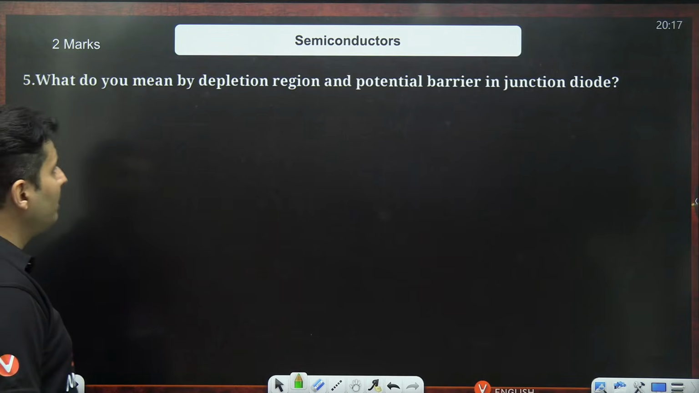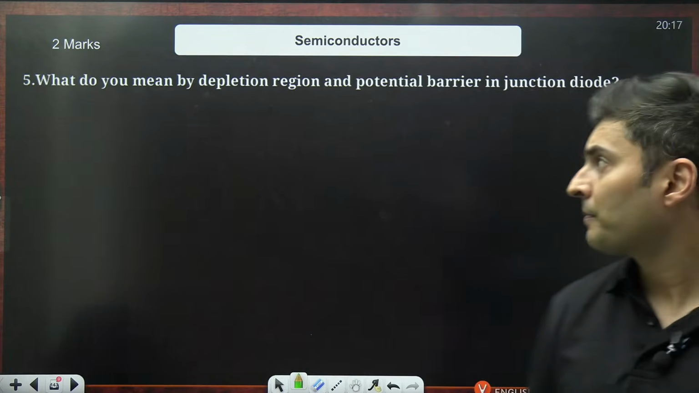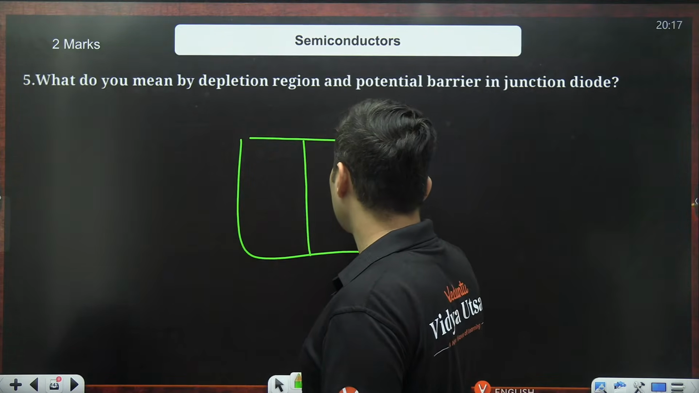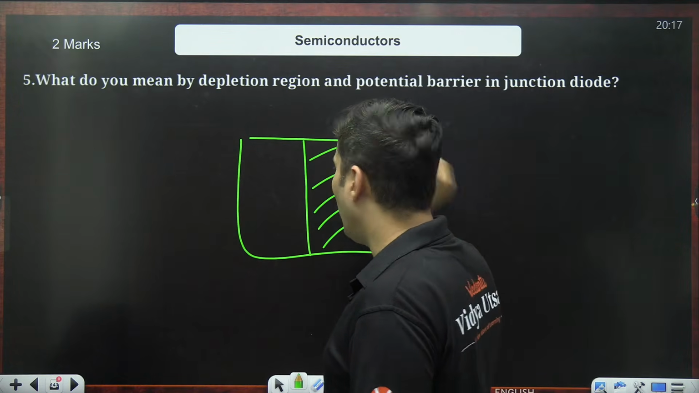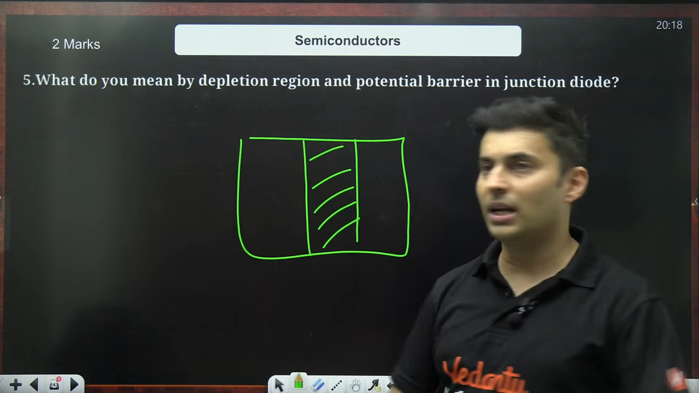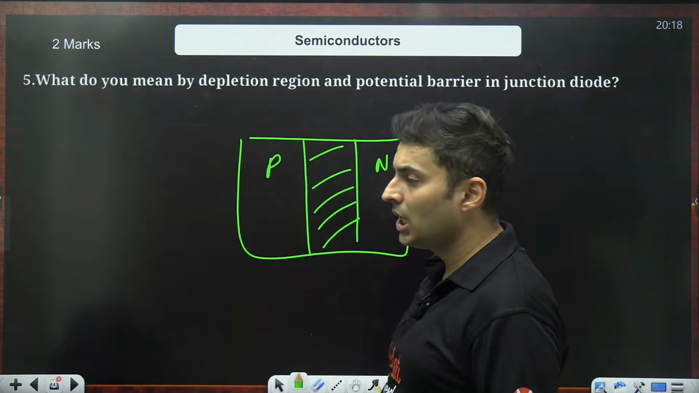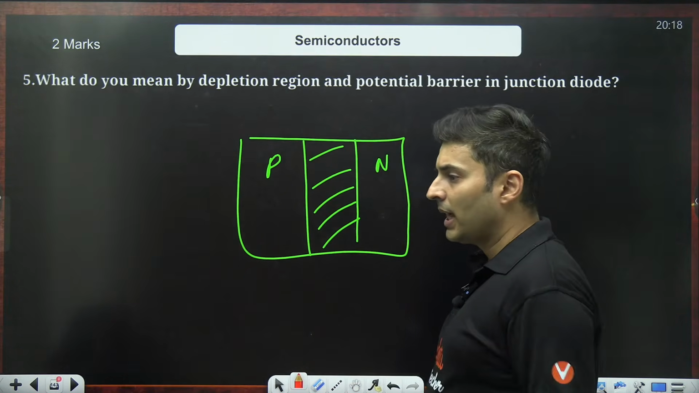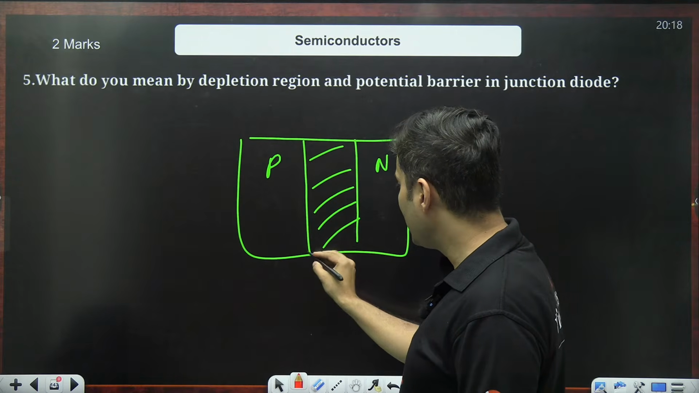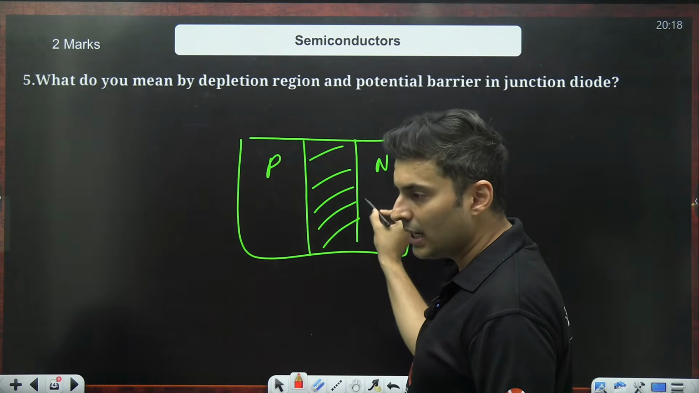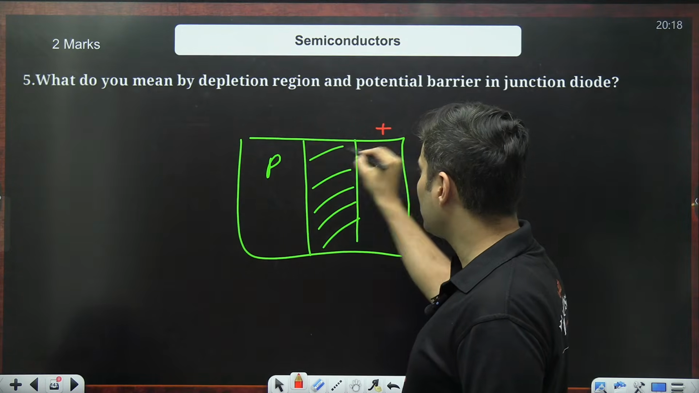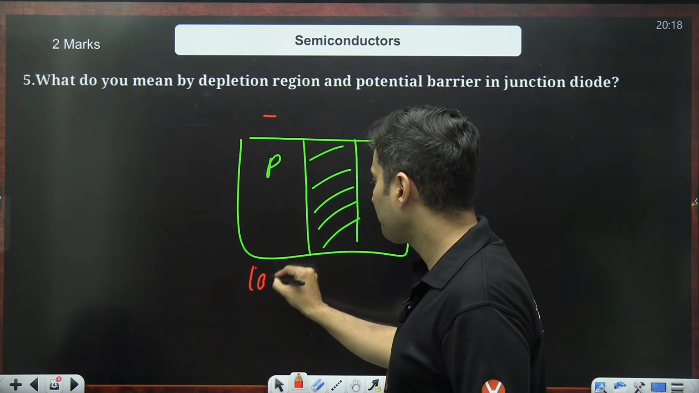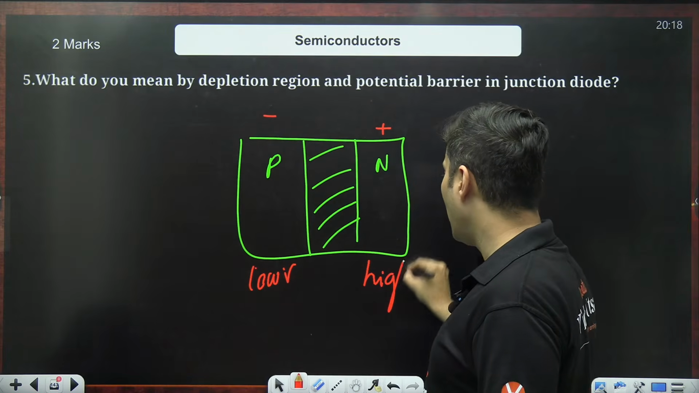Next, what do you mean by depletion region and potential barrier in a PN junction? In that PN junction, you will see that there is a region where the electrons got diffused from one side to the other side, from P side to N side or N side to P side. Because of which the electrons have left and gone, that is the depletion zone. And you will see that once the N side electrons go to the P side, N becomes positively charged and P becomes negatively charged. This is at a lower voltage, low potential. This is at a high voltage.